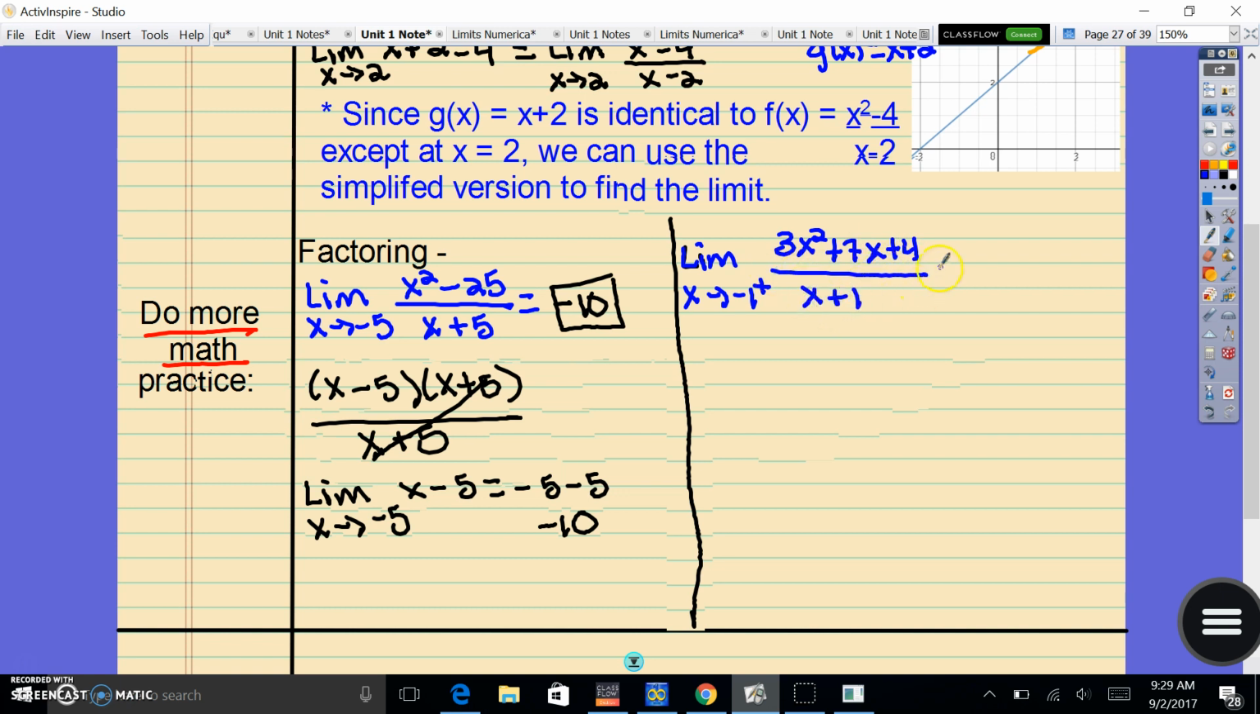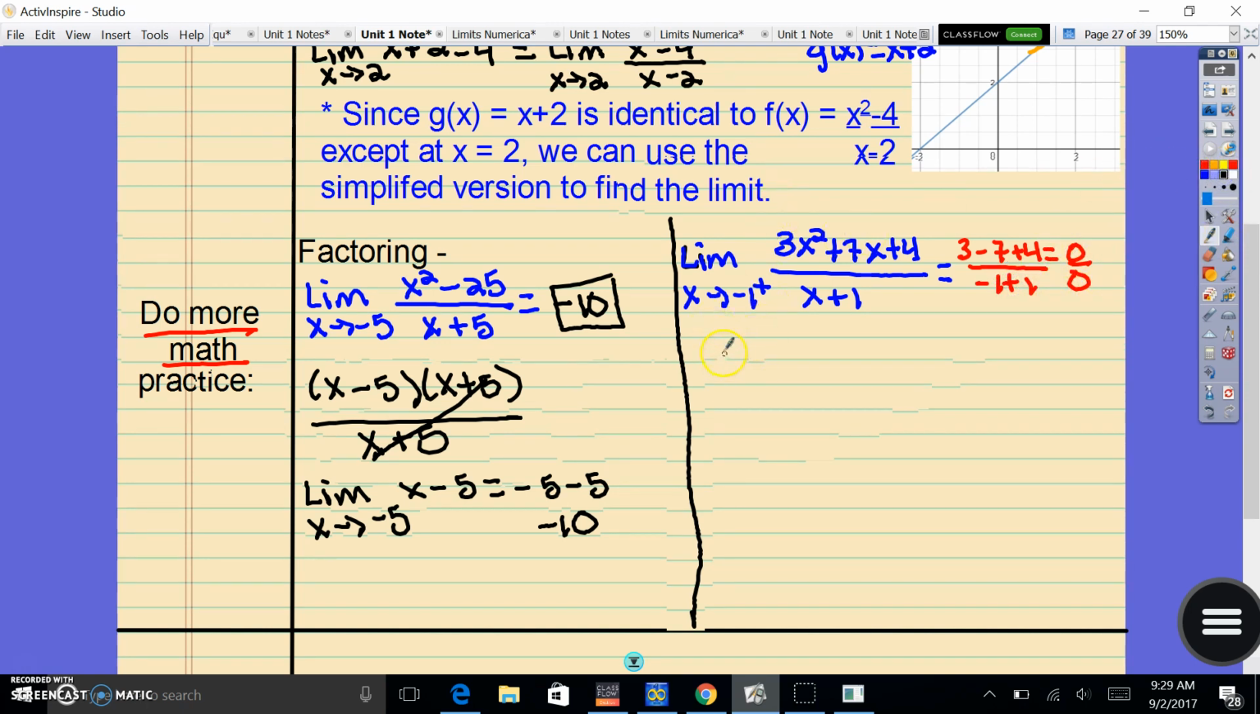Again, you want to try direct substitution first. This function is a little bit more complex than the one before, but ultimately factoring is going to help us just the same. If I plug in a negative 1, I get a positive 3, a negative 7, and a positive 4. That simplifies to 0. On the bottom, negative 1 plus 1, of course, is 0. So do more math. And we are going to go and factor that top.